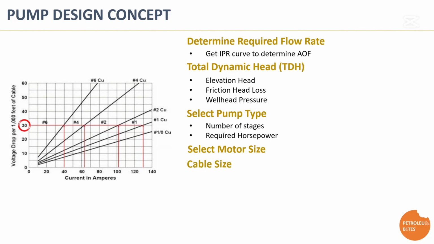The ESP power cable size is selected to provide the required current amps to the motor while minimizing voltage drop over the entire cable length. Best practice of ESP design recommends that voltage drop shouldn't exceed 30 volts per 1000 feet of cable length. Once the cable size is chosen and total voltage drop is calculated, we can determine the required surface voltage and specify the appropriate surface transformer for power supply.